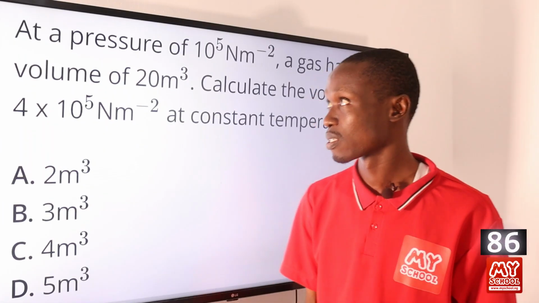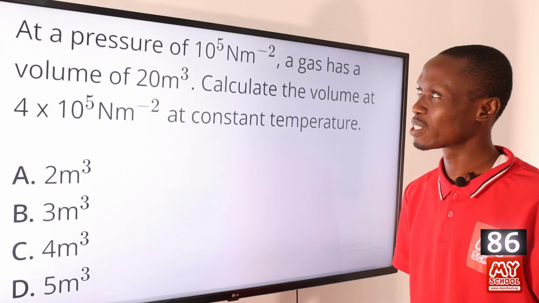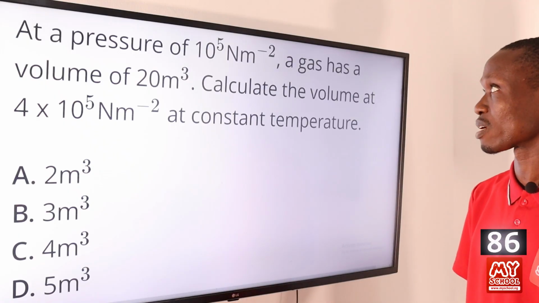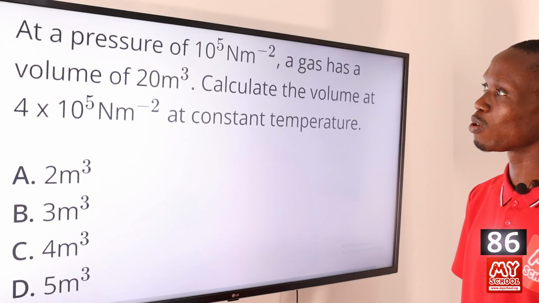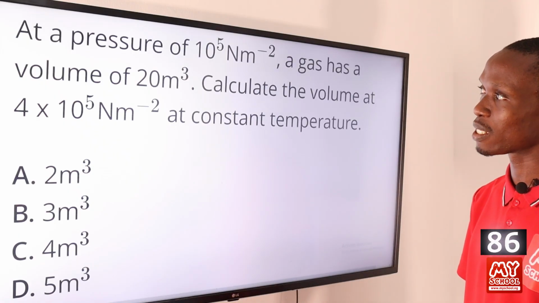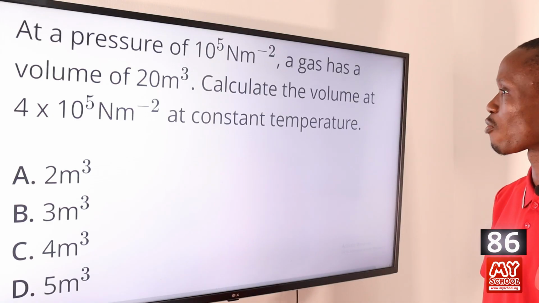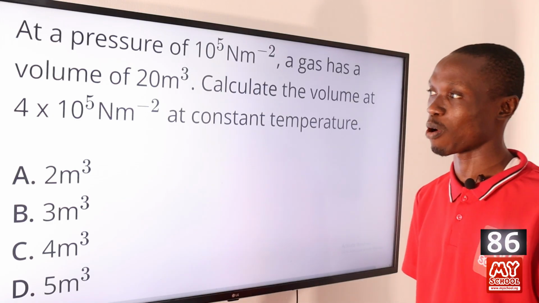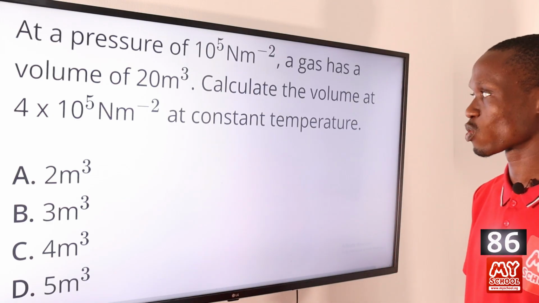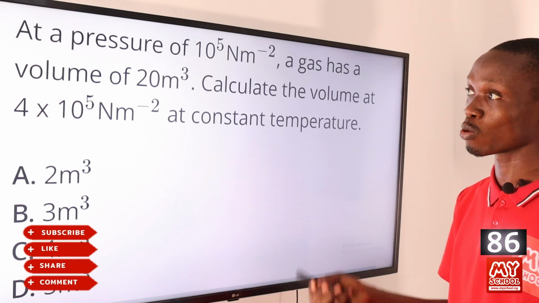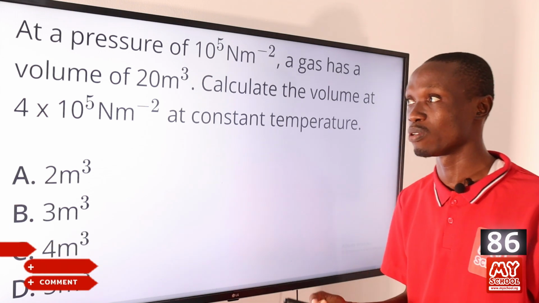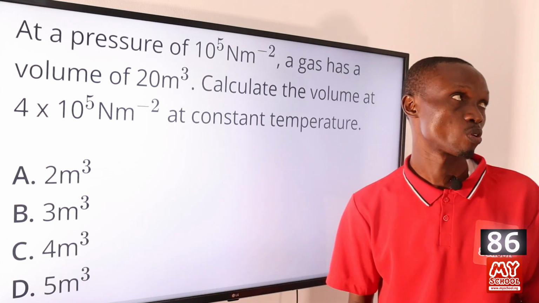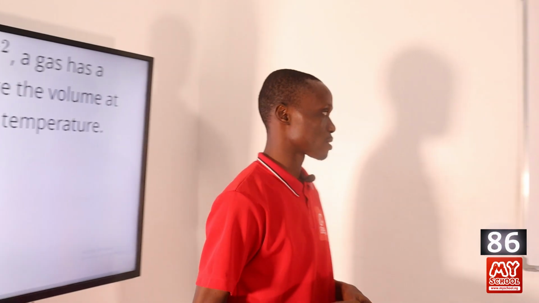Question 86. At a pressure of 10 raised to power 5 Newton per meter square, a gas has a volume of 20 meter cube. Calculate the volume at 4 times 10 raised to power 5 Newton per meter square at constant temperature. To solve this question, we are simply going to be using Boyle's law. So let's move over to the board to provide the answer to this question.